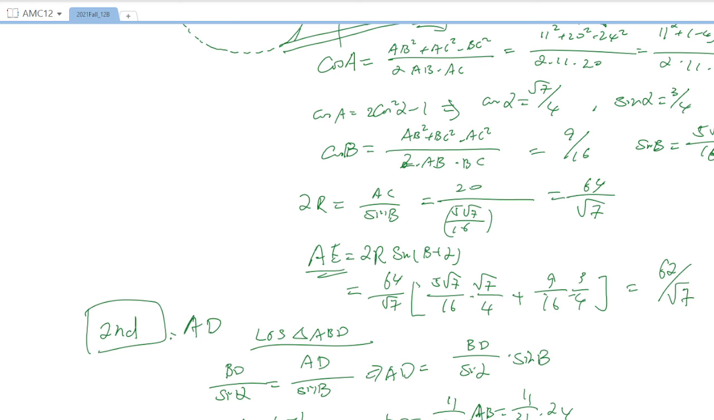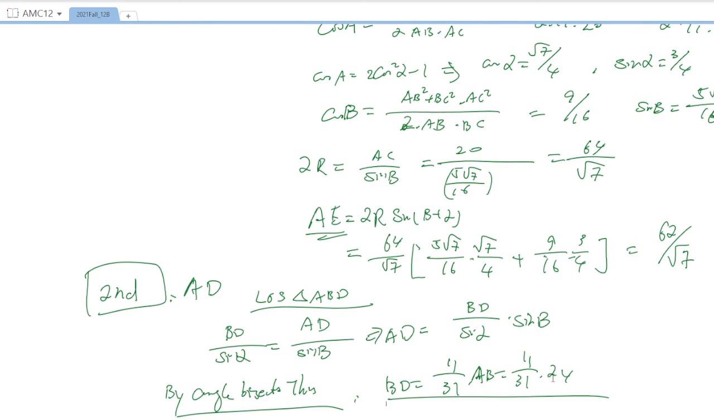Now we apply all these numbers. We get 11 over 31 times 24. Then what is sine alpha? Sine alpha is 3 over 4, with sine B being 5 root 7 over 16. So now you can get AD. AD is 110 root 7 over 31.